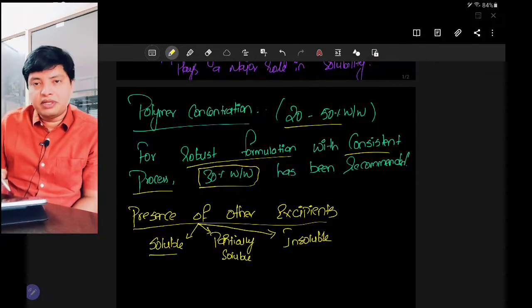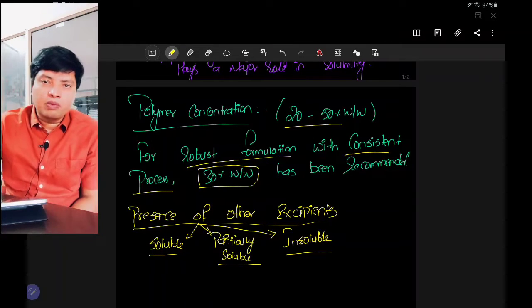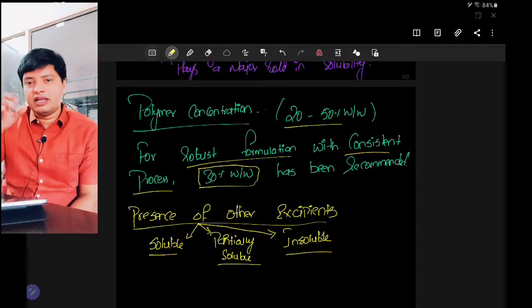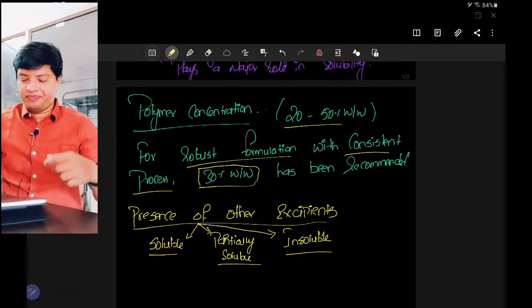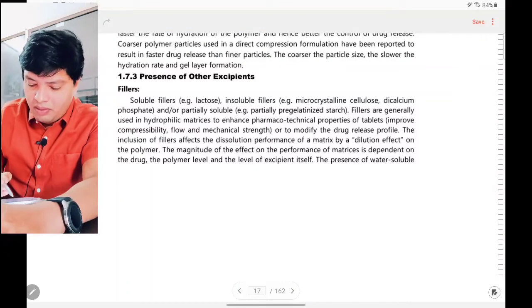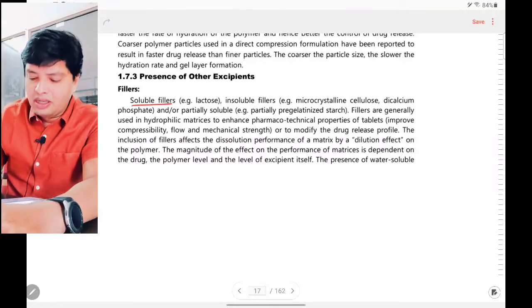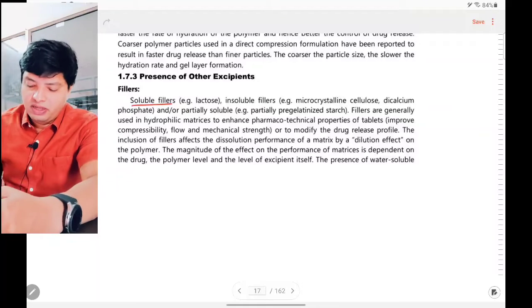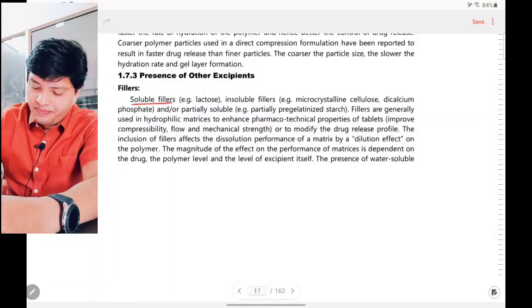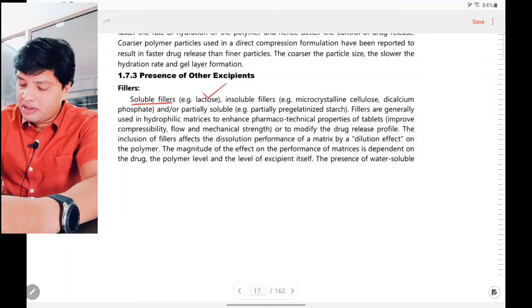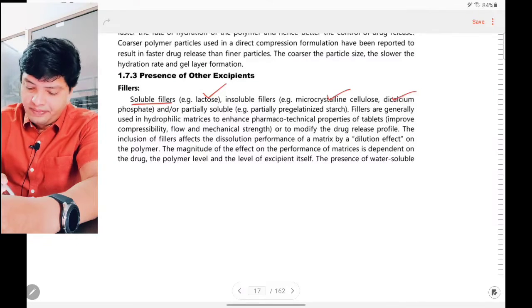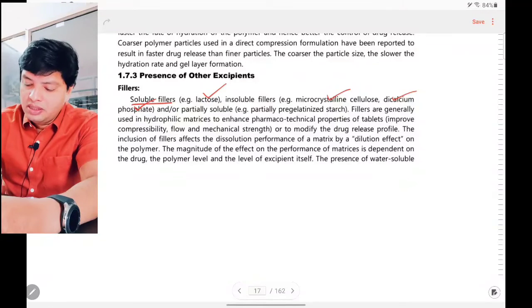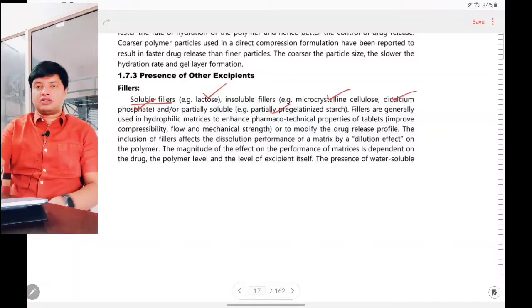We have soluble excipients, partially soluble and insoluble excipients. We will see part by part what happens when we incorporate them in the dosage form for designing a controlled drug delivery system. Regarding excipients, we are targeting fillers: soluble fillers, insoluble fillers, and partially soluble fillers. An example of a soluble filler is lactose. Examples of insoluble fillers are microcrystalline cellulose and dicalcium phosphate. A partially soluble filler is partially pre-gelatinized starch.